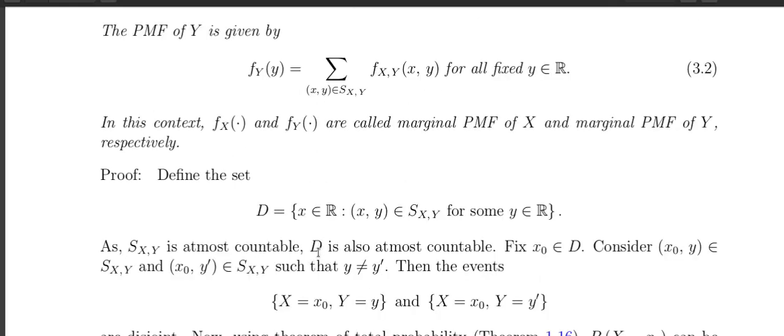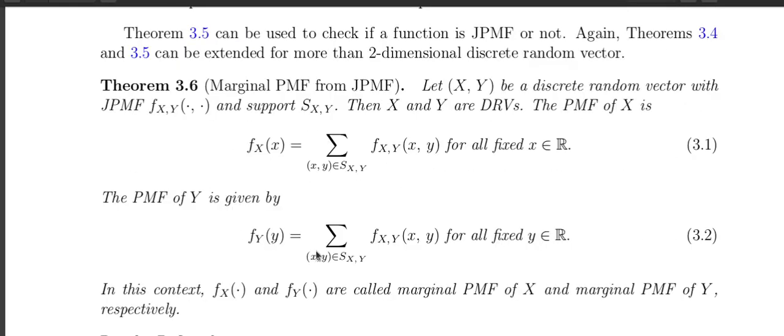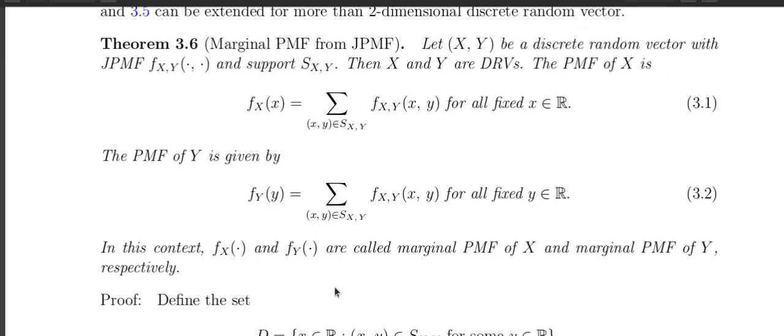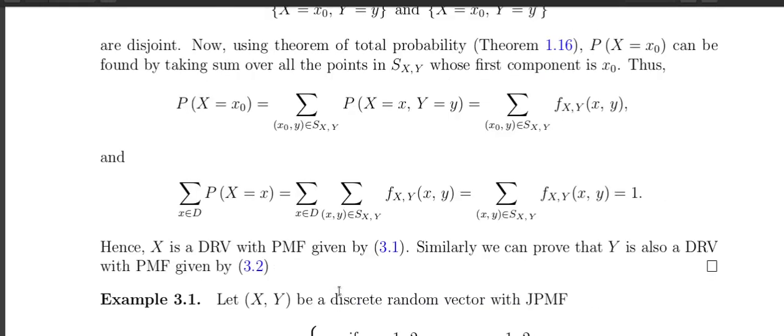But take the main point: if I have a discrete random vector, each component is a discrete random variable, and I can find out the marginal PMF from the joint PMF. Okay, right? So let us take some examples.